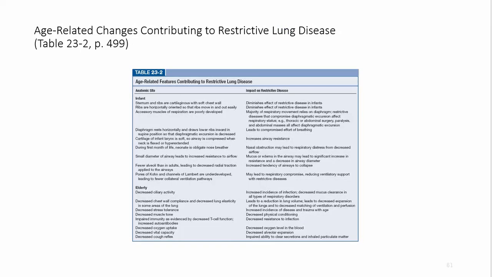So I'll let you go over this table yourself, but it's age-related things that contribute to restrictive lung disease. So it's really infants and elderly, both ends of the spectrum, and it's really a self-explanatory table.